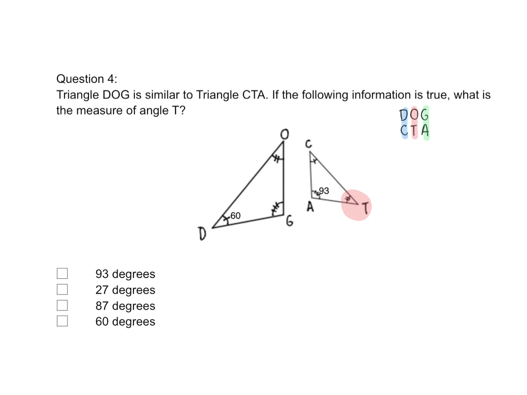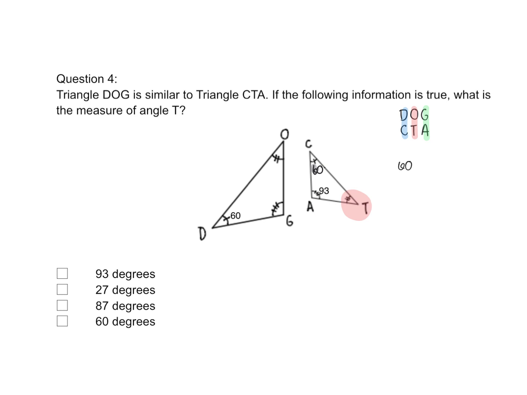So let's go ahead and fill in what information we know from triangle DOG so we can solve for that missing angle measure of T. If I know that angle D is 60 degrees, that means angle C is also going to measure 60 degrees. I then can just use my knowledge of the inside angles or interior angles of a triangle, needing to add to 180 to solve for T.